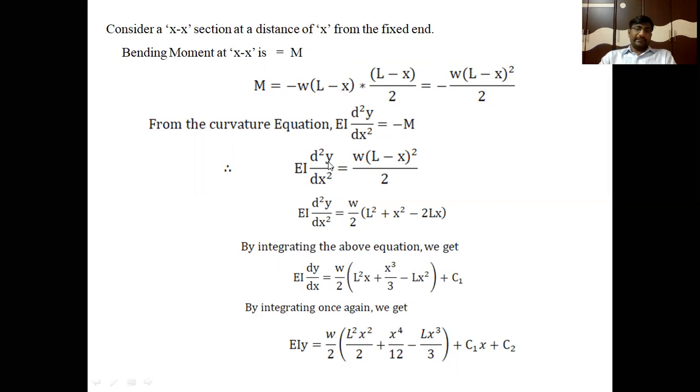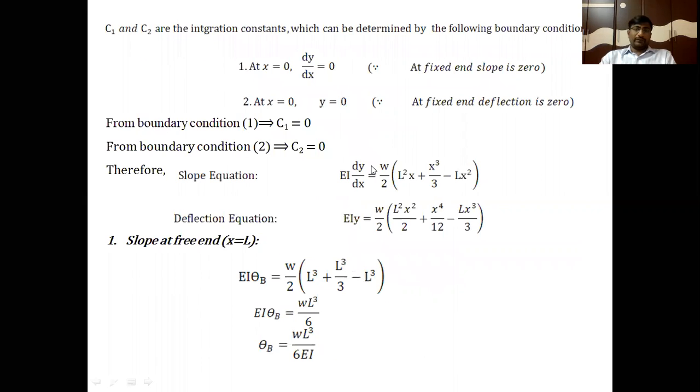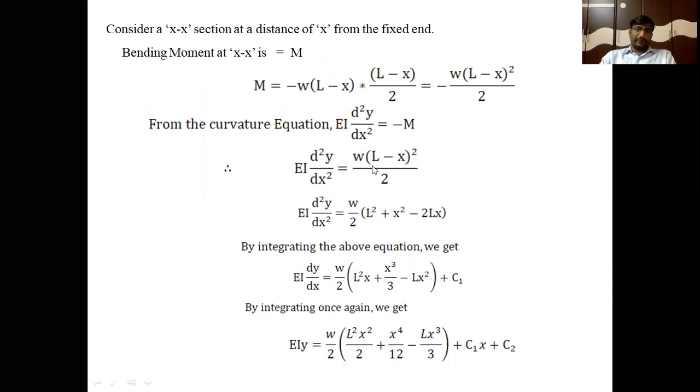So EI d square y by dx square is equal to w into (L minus x) whole square by 2. Clear, students? This is the equation to solve for the slope and deflections. How to solve this equation?